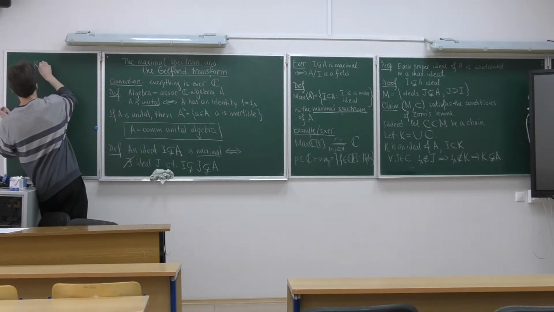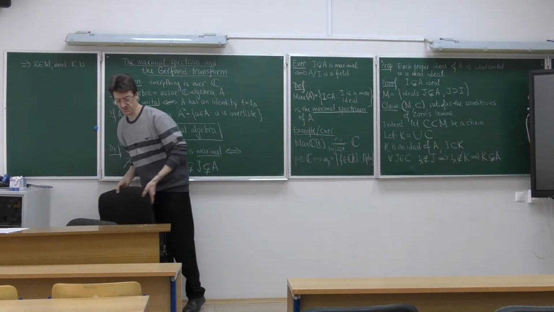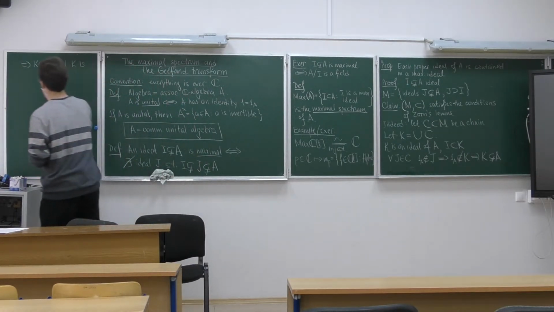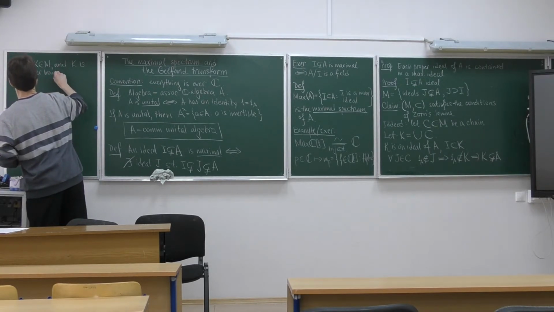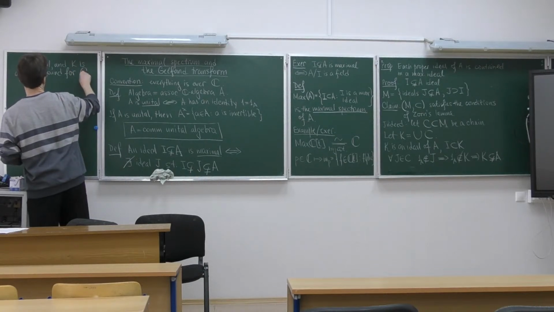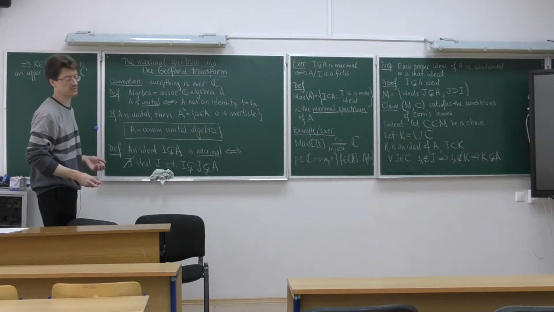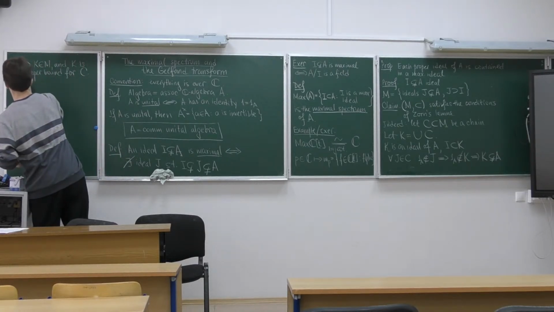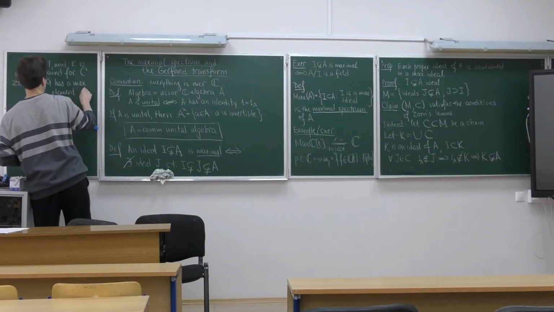So K belongs to M, and K is an upper bound for C. So each chain in M has an upper bound, and Zorn's lemma now shows that M has a maximal element. And this is exactly the maximal ideal we are looking for.